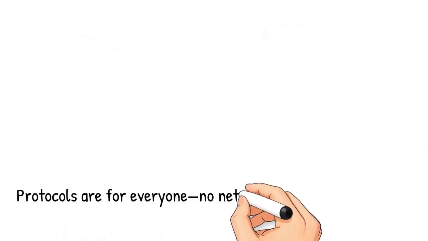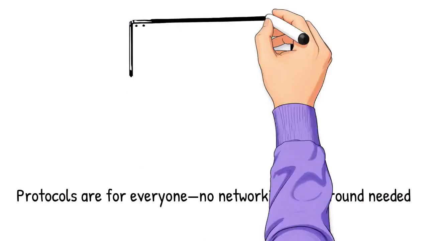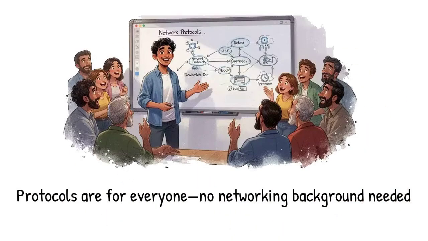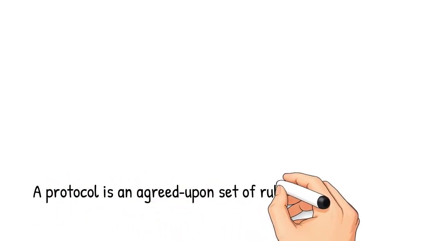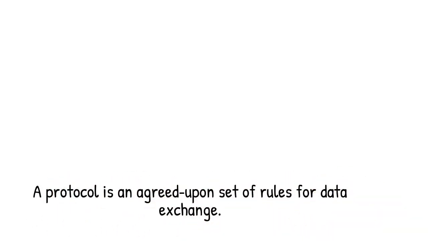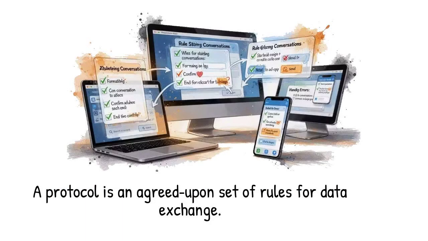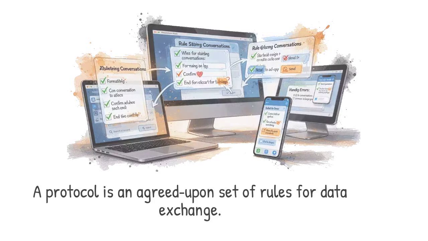Let's break this down in a way that makes sense, even if you've never touched a networking textbook. A protocol is simply an agreed-upon set of rules that devices follow when exchanging data. These rules define how to start a conversation, how to format the data, how to send the data, how to confirm the data was received, how to end the conversation, and how to handle errors.